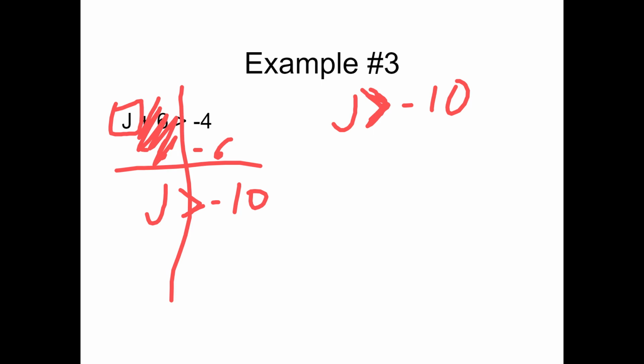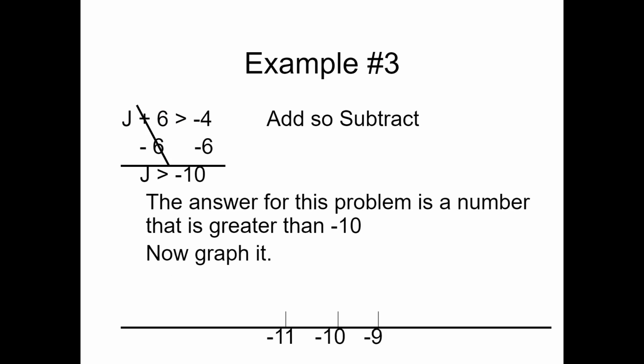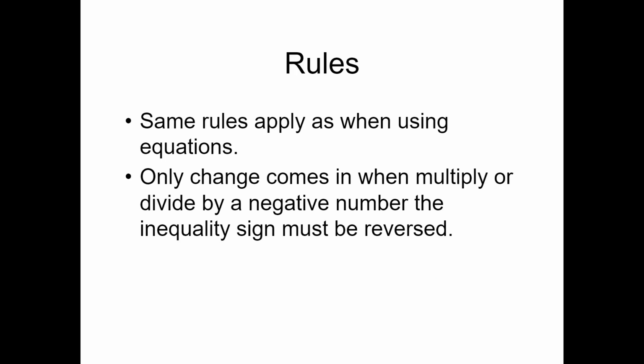On my number line, we established that j is greater than negative 10. So it's going to be an open circle on negative 10. All the numbers that are bigger than or greater than are going to be to the right. All right, look how we did that.